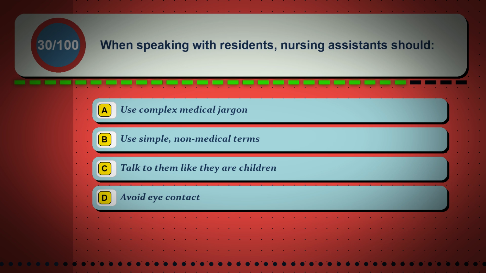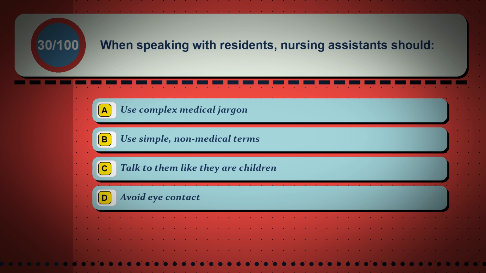Question 30. When speaking with residents, nursing assistants should: Option A, use complex medical jargon. Option B, use simple, non-medical terms. Option C, talk to them like they are children. Option D, avoid eye contact.